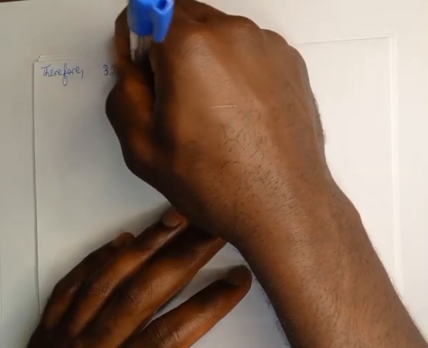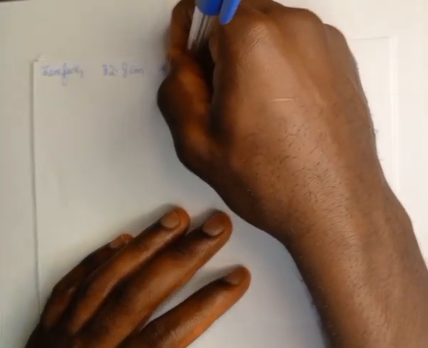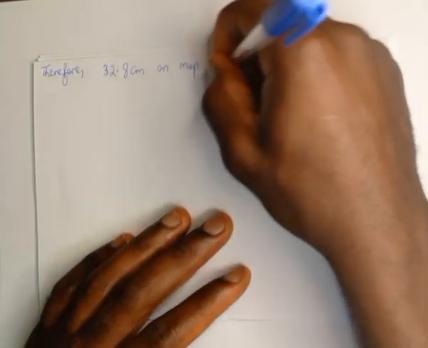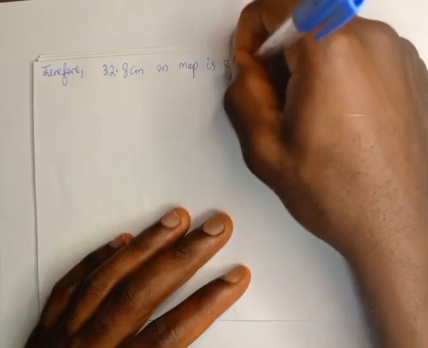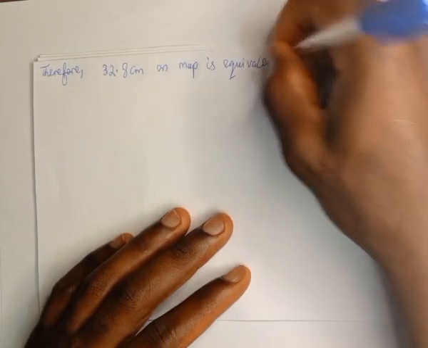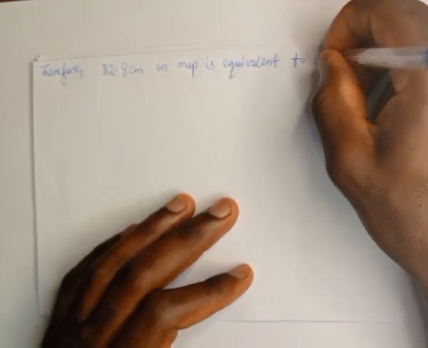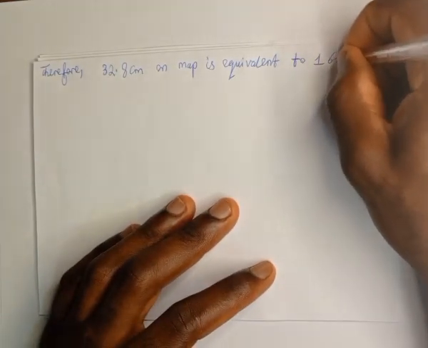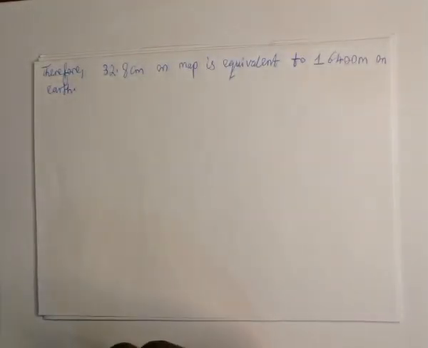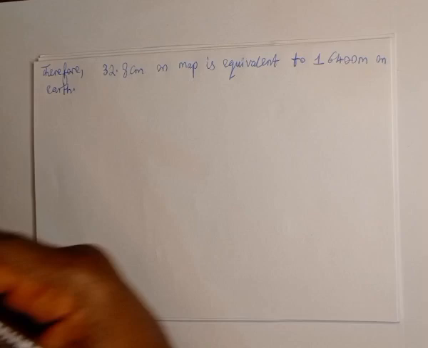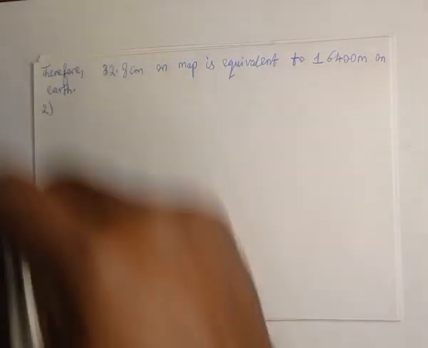We conclude therefore 32.8 centimeters on map is equivalent to 16,400 meters on Earth. We're done with question 1. We go now to question 2.